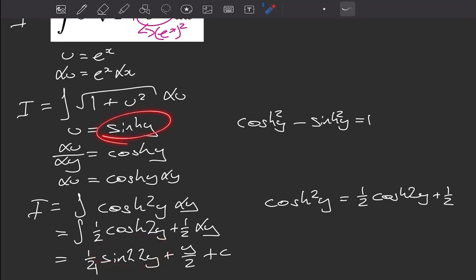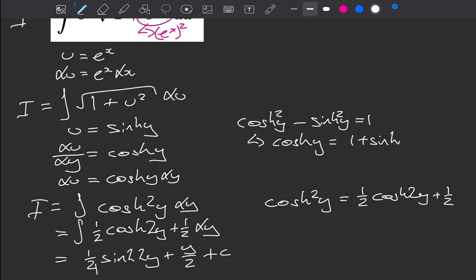We only had sinh y there. So we'll try and write this out in terms of sinh and cosh instead of with 2y, just with a single y. So if we rearrange this formula up here, we can try and find what cosh is. So we know cosh of y is going to be equal to the square root of 1 plus sinh squared of y. Which in terms of our u, looking at this bit, that's the square root of 1 plus u squared.